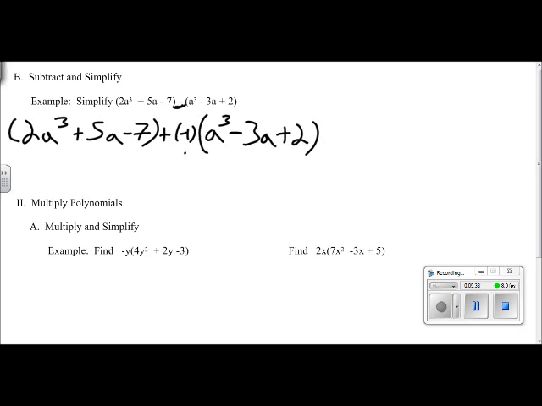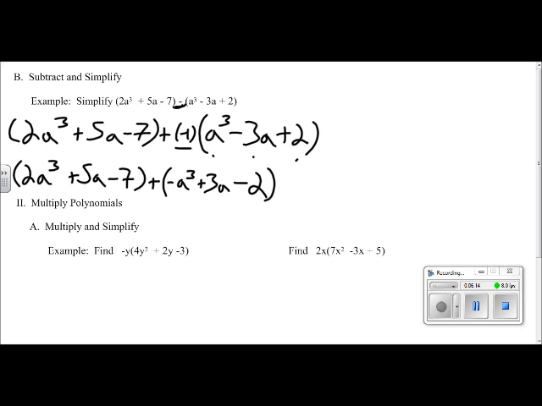Now this helps us a lot here because now that we have this negative 1, we have to distribute that to each of our terms before we can add anything. So our next move is to keep this trinomial the same, but then distribute the negative 1. So we have negative a cubed. Negative 1 times negative 3a gives us a positive 3a. And negative 1 times positive 2, whoops, that should be a negative 2.